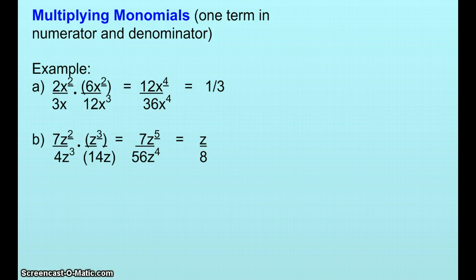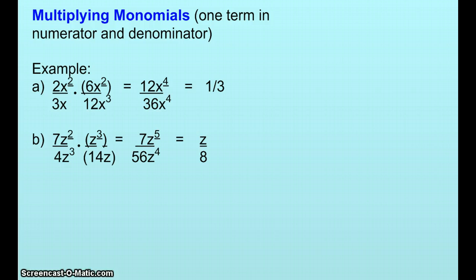That is, the 12 in the numerator and the 36 in the denominator reduces to 3 in the denominator, and then you have x to the fourth in both the numerator and denominator, so you can just knock that out completely. So the answer here would be 1/3.